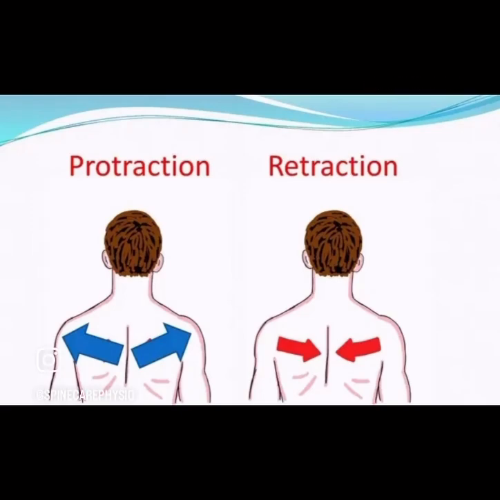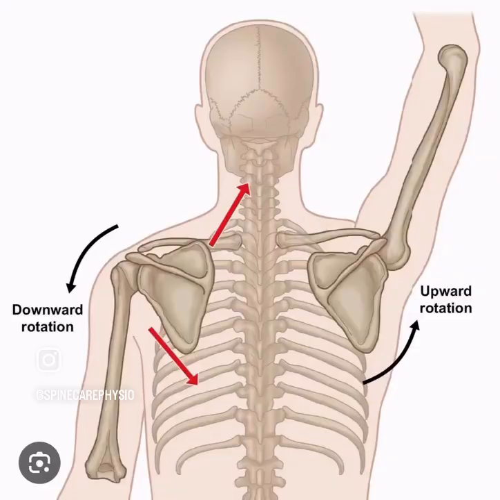Now, let's talk about upward rotation and downward rotation of the scapula. Upward rotation is also called lateral rotation, and downward rotation is also called medial rotation. Let's talk about upward rotation. When the inferior angle of the scapula moves outward and upward so that the glenoid fossa moves upward, this is called upward rotation. When the inferior angle moves medially and the glenoid fossa moves downward, this is called downward rotation of the scapula, which is also called medial rotation because the inferior angle of the scapula moves medially towards the spine.